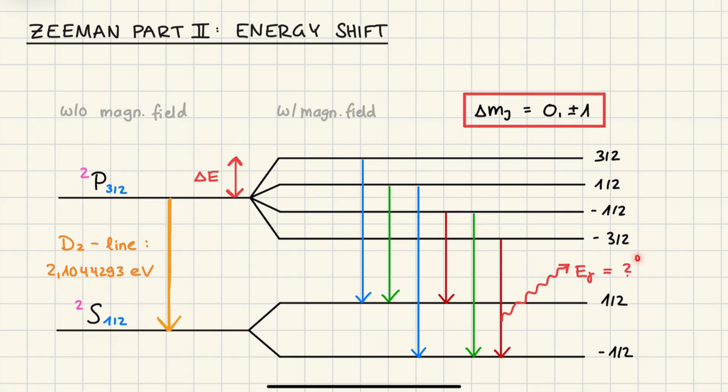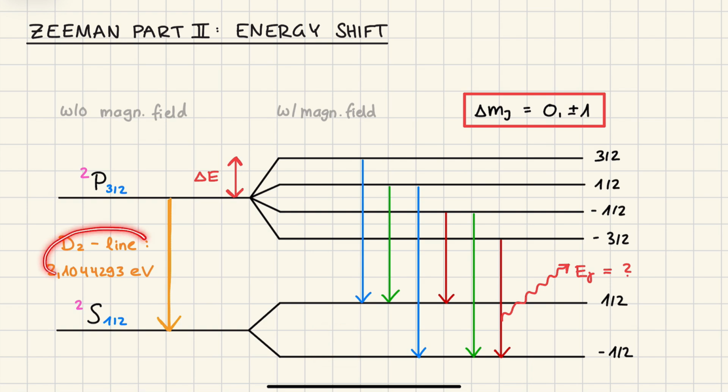So in order to find the energy of a photon emitted during a transition between Zeeman sublevels, we need to find the energy difference between the two levels. But how do we actually do that if we have all those split levels? Well, that's where the Zeeman energy shift comes into play. The energy shift, usually denoted as delta E, is the difference between any Zeeman sublevel and its respective normal level without Zeeman splitting. So the Zeeman energy shift of this level right here would be this difference. Similarly, the Zeeman energy shift of this level would be this difference.